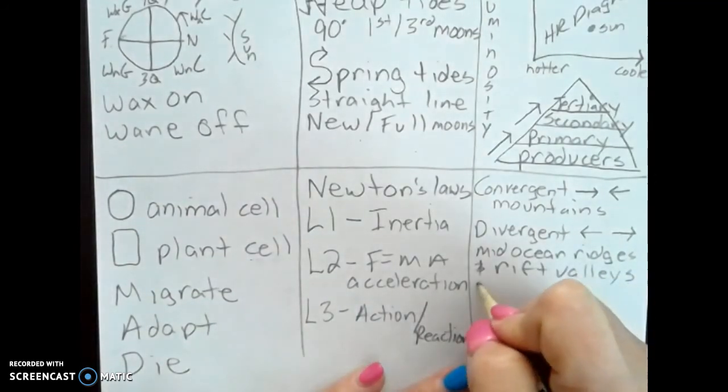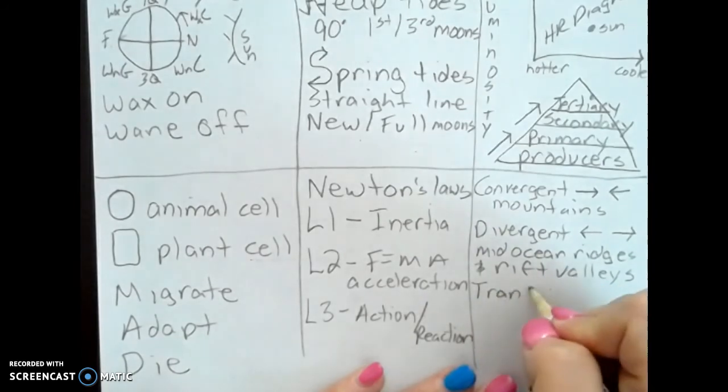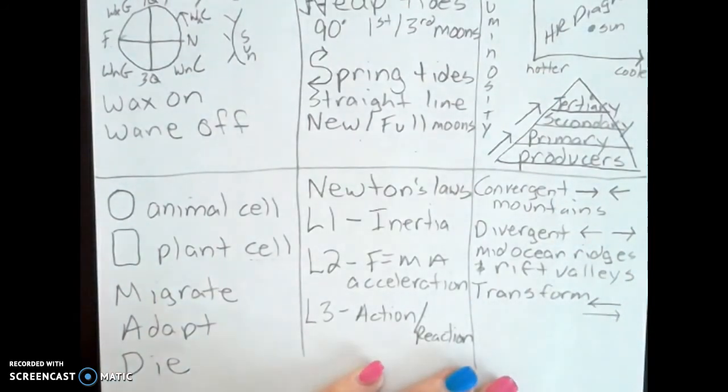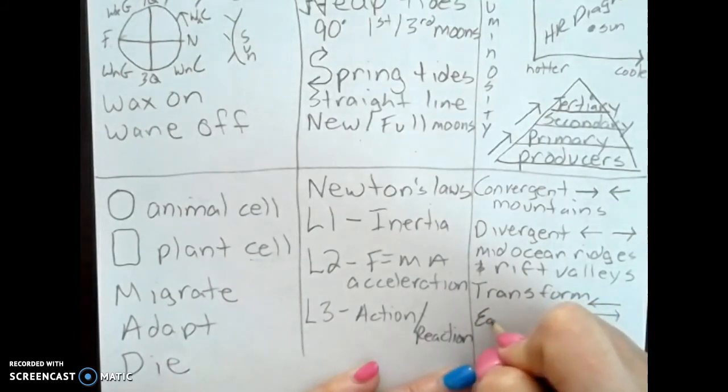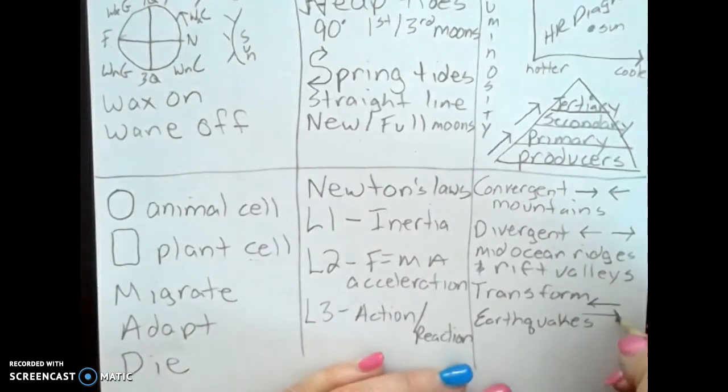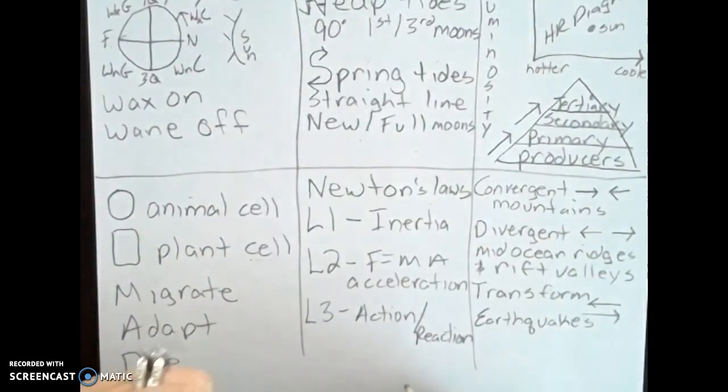Next, we're going to talk about the transform boundary. Transform. This is where they slide past each other at fault lines, creating earthquakes. San Andreas Fault is the well-known one that usually comes up on your testing.